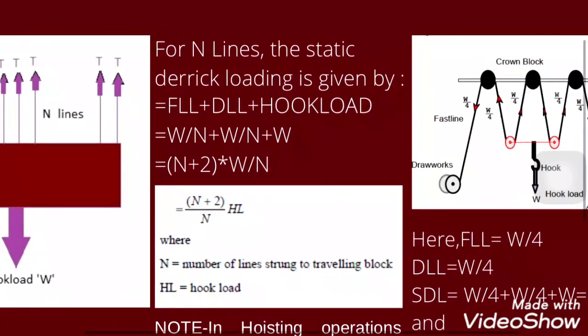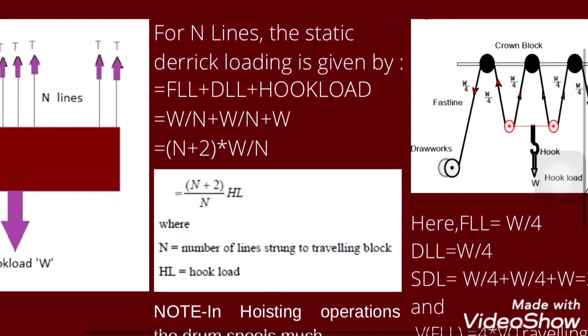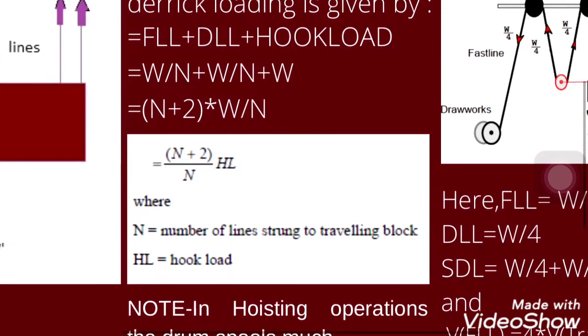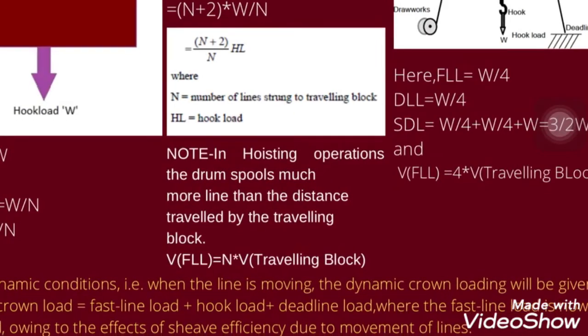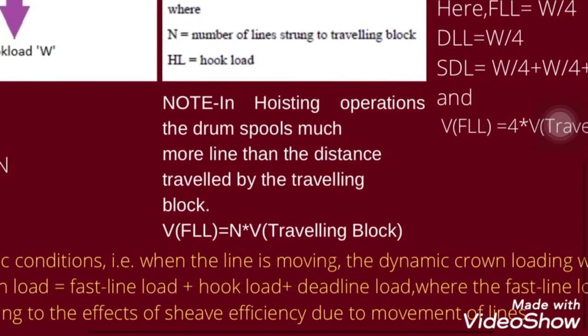So the static direct loading is given by W by N plus W by N plus hook load, that is equal to W. So this equation will become for the static loading (N plus 2) by N into hook load. Okay, as discussed earlier, we can also find the relationship between the velocity of fast line and traveling block, as the velocity of fast line will be equal to N times the velocity of traveling block.